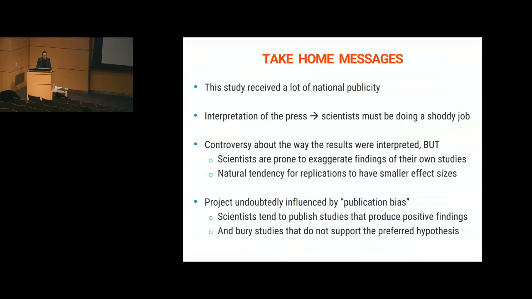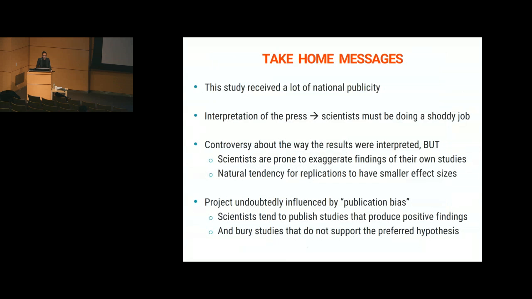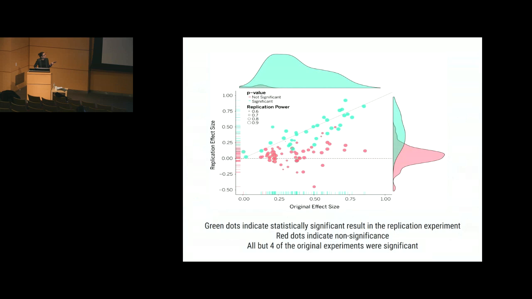So this study received a lot of attention because it didn't reproduce the results, because they don't lie on this 45-degree line. The conclusion was that maybe we're not doing a great job. But the interpretation of this is that scientists sometimes can exaggerate findings, or the natural tendency for replications is to have smaller effect size. Another point that we didn't cover here is that the circles show the power. So the big circles show 80% power or 90% power. So the fact that the second study didn't find the effect was not due to lack of power.